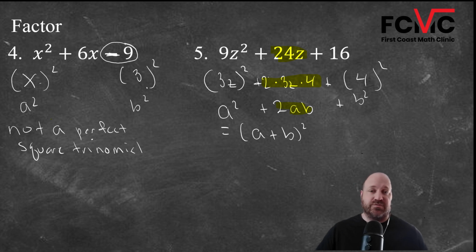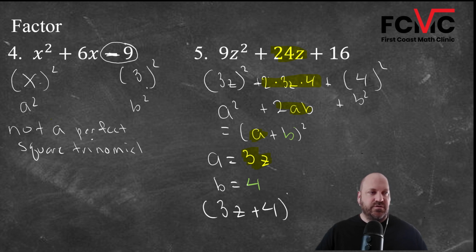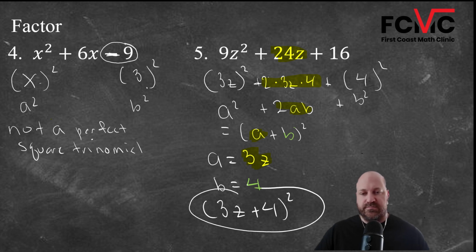gives us back that middle term, right? So this is a perfect square trinomial. We identified A as 3z. We identified B as 4. So we can put 3z in for A. We can put 4 in for B. And our answer here is going to be 3z plus 4 squared. Okay?